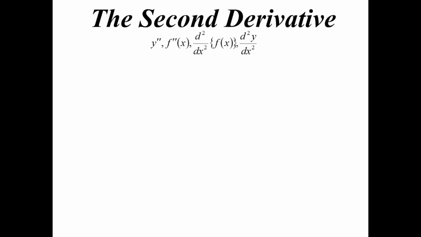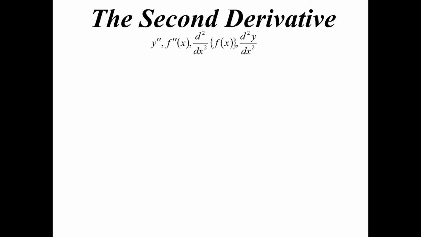Now d2 dx2. When people see this for the first time, they mistakenly think that we're squaring the derivative, and that's not what that's saying. So d2 dx2, and then the function that we're doing the calculus on, means find the second derivative, differentiate it twice. And probably the most common way we see it is something like that, d2y dx2.